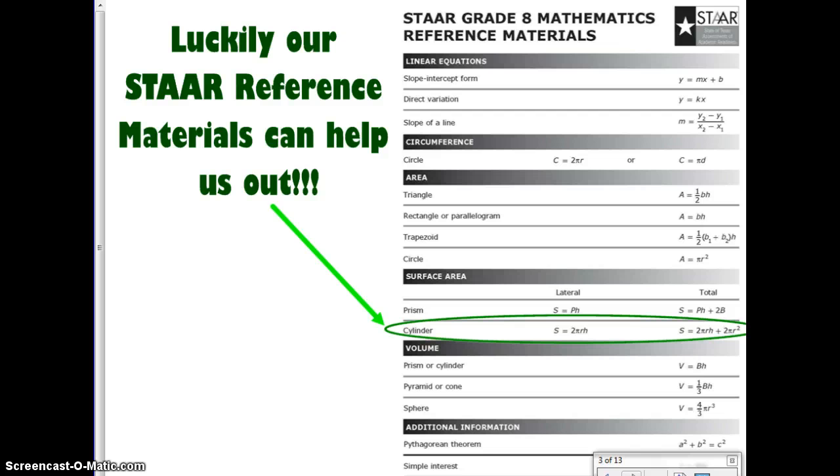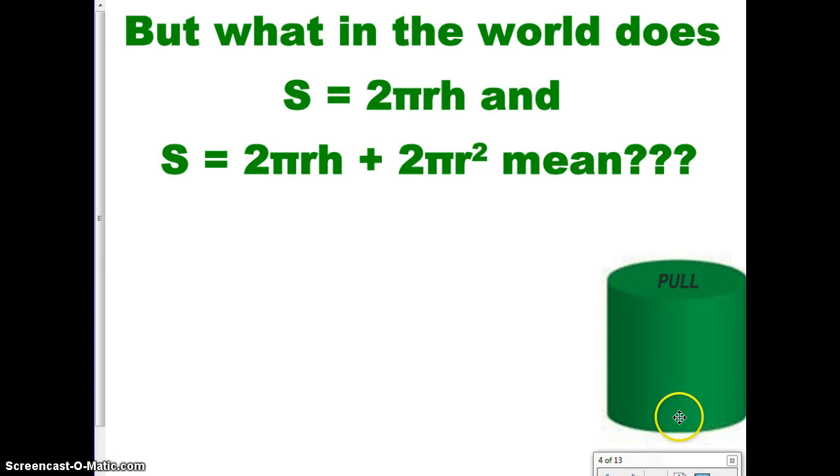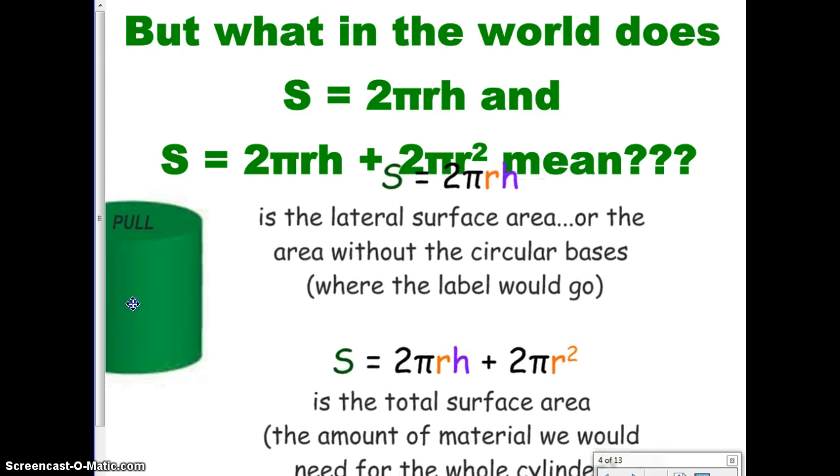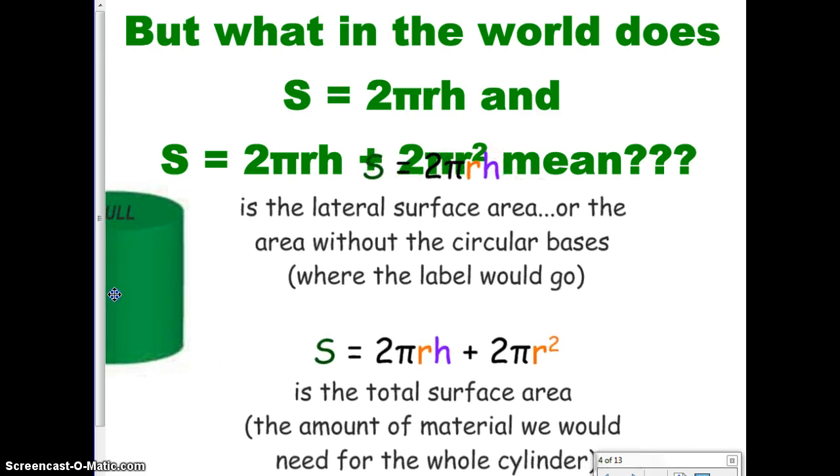If you look at your STAR reference material, you will see surface area in your chart, and the second row has the cylinder. Again, there is a lateral surface area formula and a total surface area formula. What in the world does 2 pi RH and 2 pi RH plus 2 pi R squared mean?